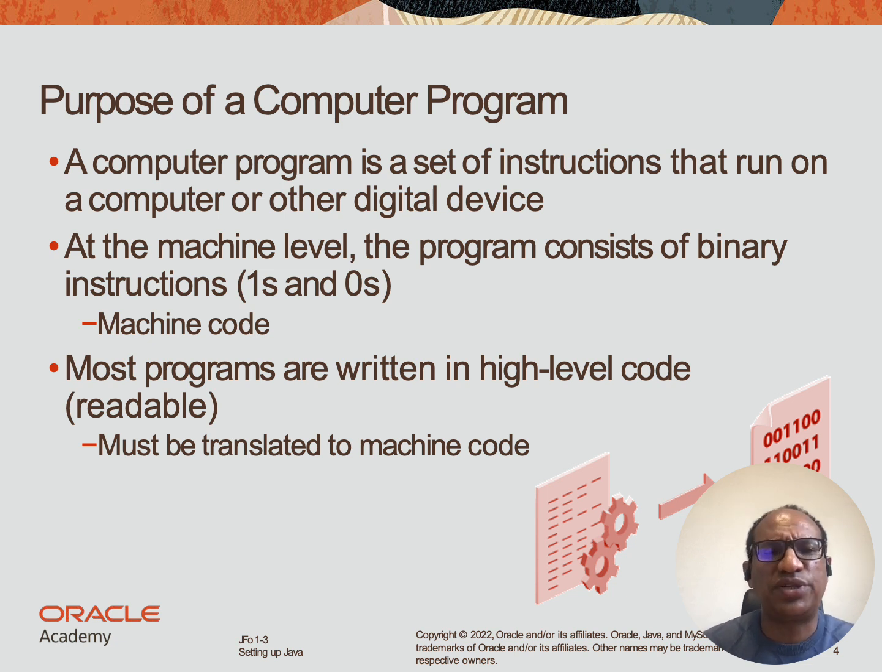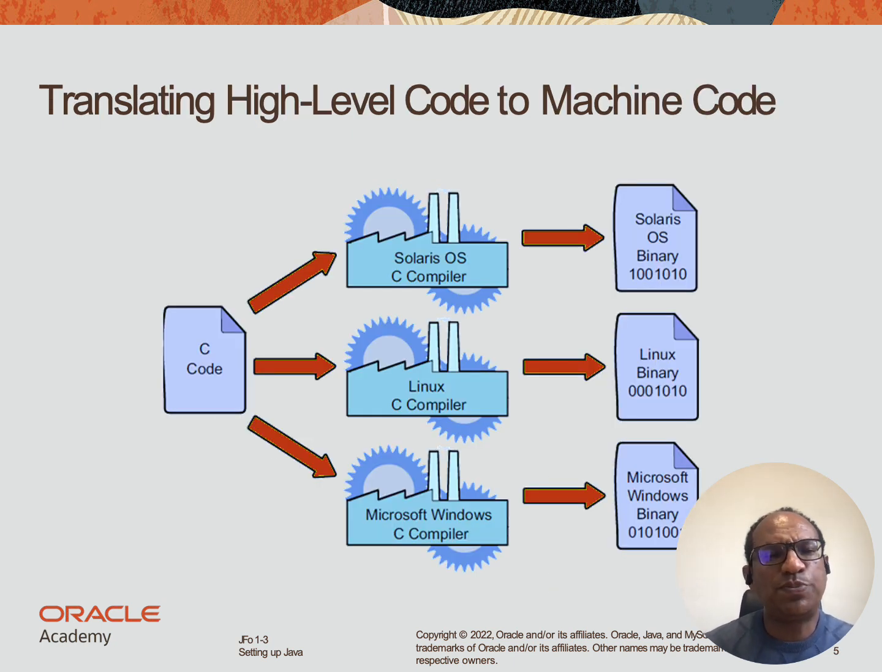Let's think about how computers actually understand what we want to do. A computer system, or usually a computer program, is simply a set of instructions that runs on a digital device. However, at the machine level, this program consists of binary instructions. So it can be difficult to translate it to the ones and zeros directly. This is where high-level programming comes in. Most programs are written in human-readable code.